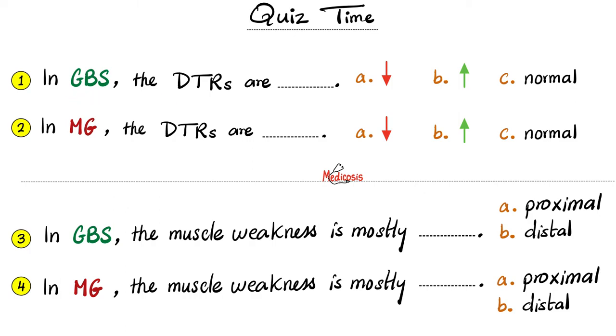In Guillain-Barré syndrome, the deep tendon reflexes are what? Diminished, exaggerated, or normal? How about in myasthenia gravis? In Guillain-Barré, the muscle weakness is mostly: is it proximal or distal? How about myasthenia? Is it mostly proximal or distal? Let me know your answer in the comments. You will find the answer key in the next video, where we talk about Lambert-Eaton myasthenic syndrome, which can be associated with lung cancer.